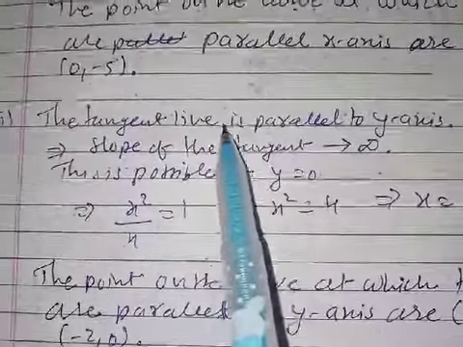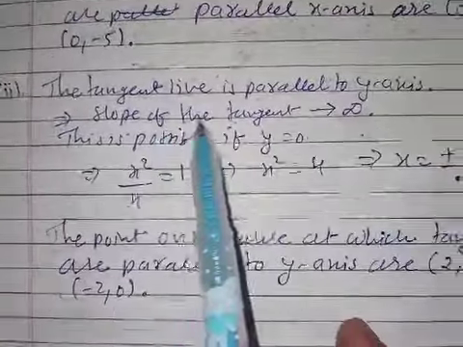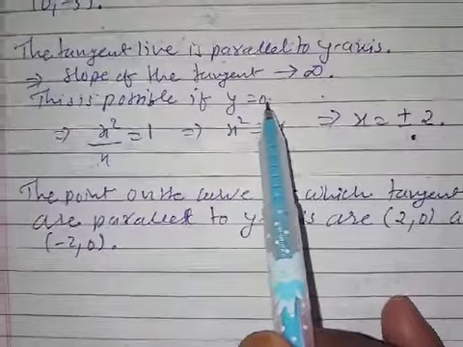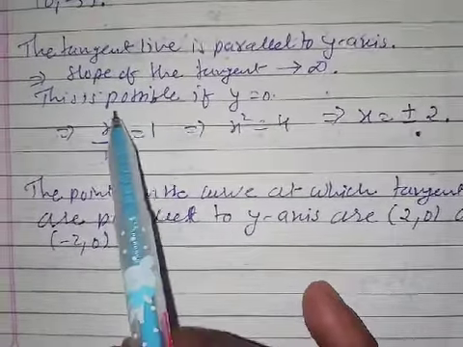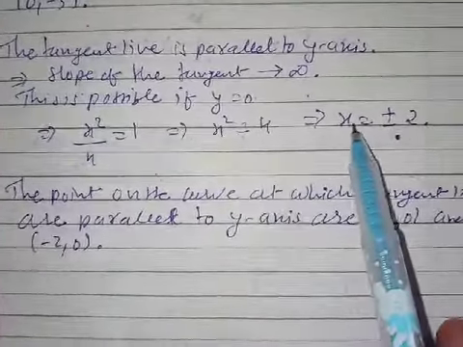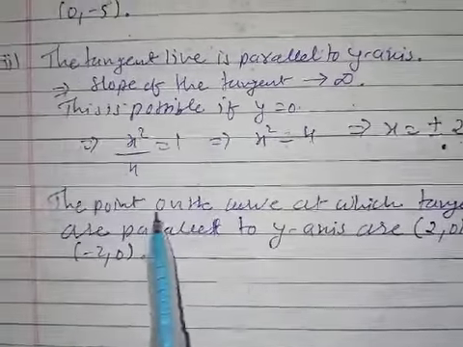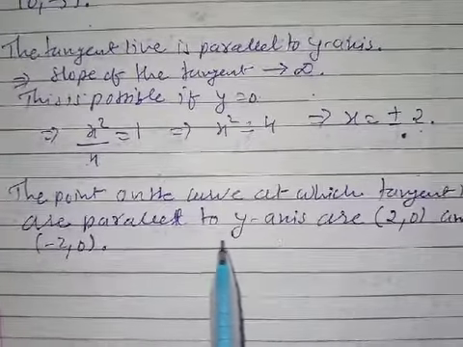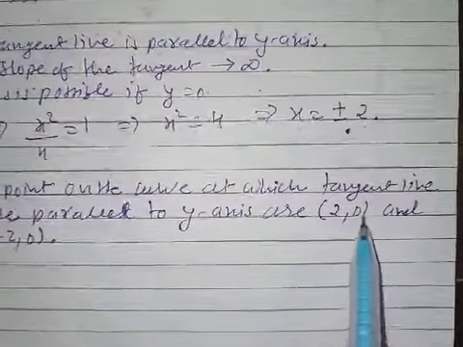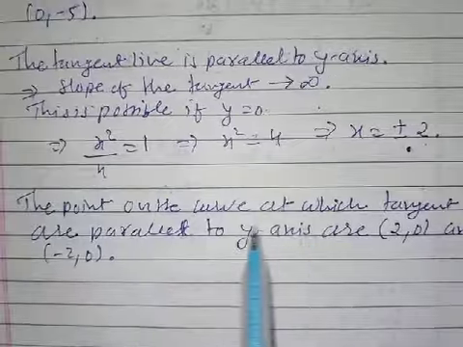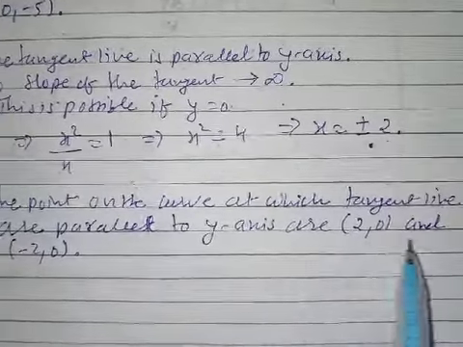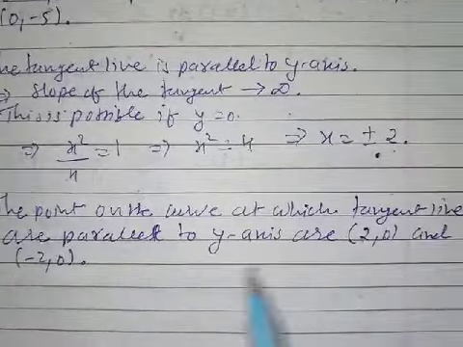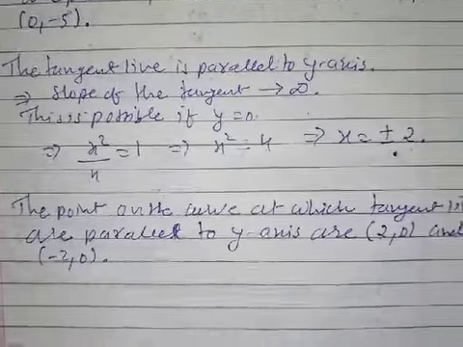Now the tangent line is parallel to the y-axis, which means the slope of the tangent is infinity. This is possible only if y is equal to 0. If y is equal to 0, substitute in the equation: x square is 4, so x is equal to plus minus 2. The points on the curve at which the tangent is parallel to the y-axis are (2, 0) and (-2, 0). Got it?